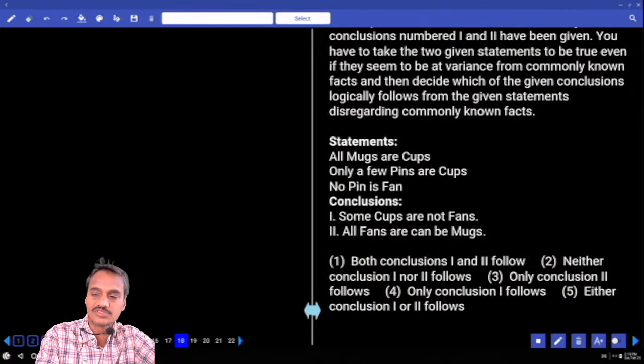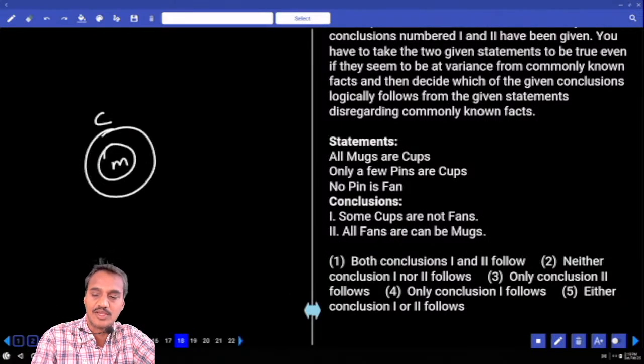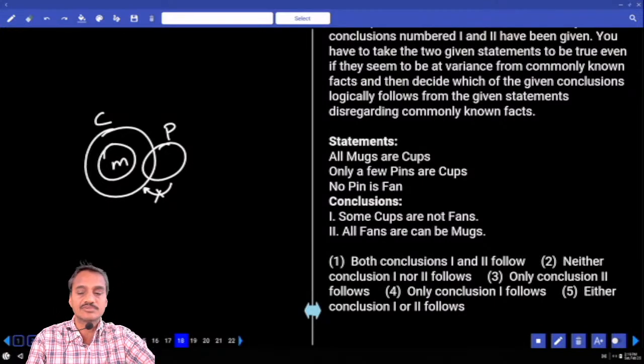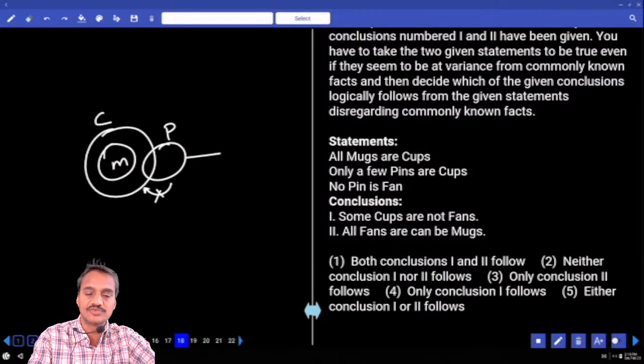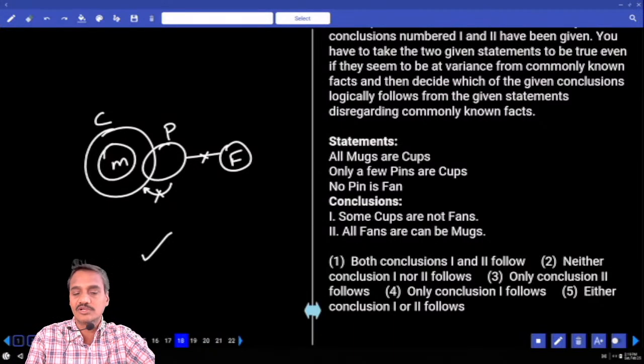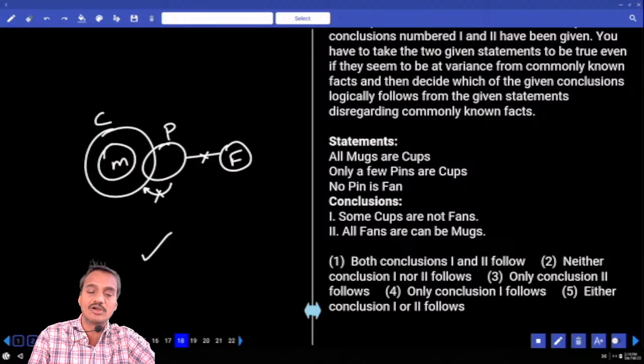Now all these mugs are cups, it can be written like this: all mugs are cups. Only a few pins are cups, only some of the pins are cups but not all. And no pin is a fan, no intersection between pin and fan. Then the first one: some cups are not fans. As of now it is true. Some cups are not fans is true.